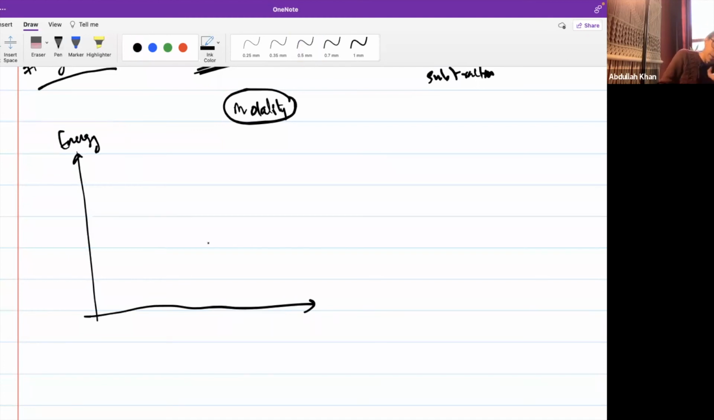Energy. There exist two types of chemical reactions in the world, endothermic and exothermic. Let's plot both of them.